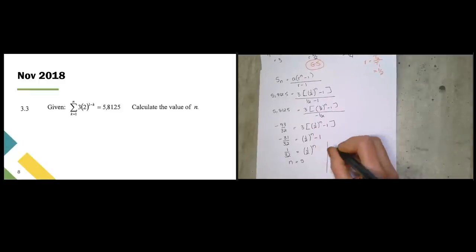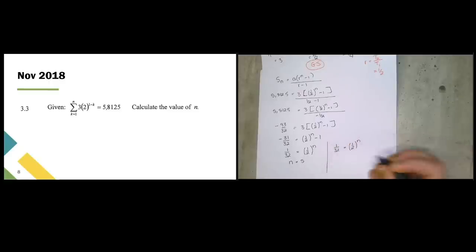So how does that work again? If I give you 1 over 32 equals a half to the power of n, I can write it in log form. So it's log with a base of a half, 1 over 32 equals n. I can type that in my calculator, and I would also get n equals 5. So you are always welcome to use logs if you're struggling with your exponents.